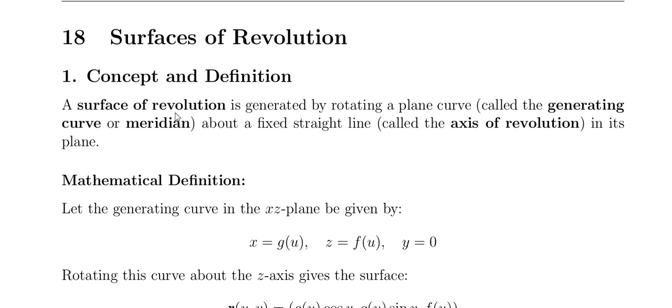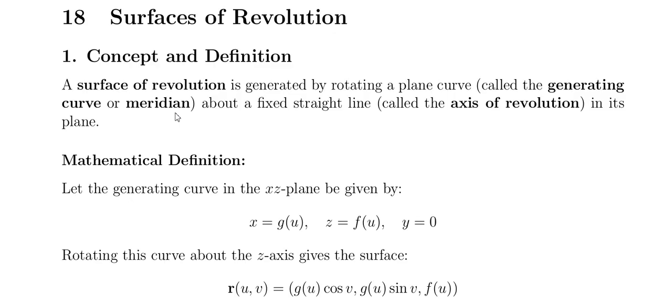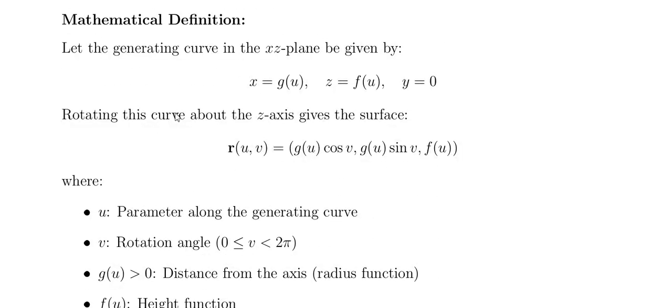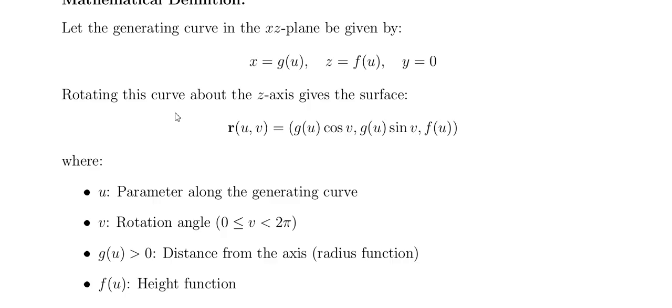And surface of revolution. So the surface of revolution concept is that it is generated by rotating a plane curve. Rotating the plane curve gives the surface of revolution. The generating curve is called the meridian, அப்படினு சொல்லுவோம், rotated about a fixed straight line, which is called the axis of revolution. And what is the formula? The generating curve is on the xz plane, x equal to g of u, y equal to 0, z equal to f of u. And rotating the curve about the z axis, r of u, v equal to like this. இது மாதிரி surface ஆக மாறும் இது rotate பண்ணும்போது. That is very important.